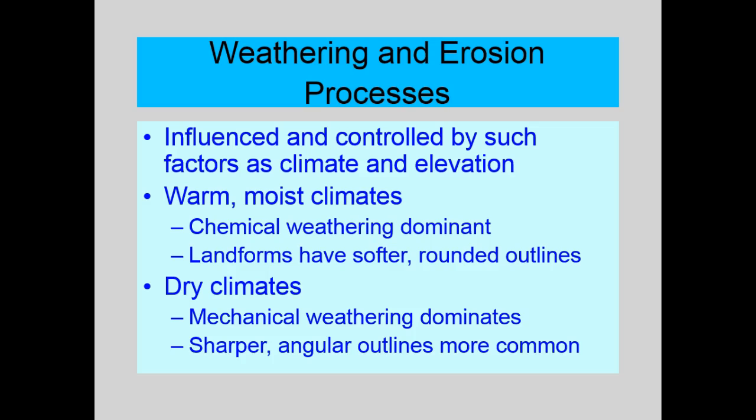Okay, not me. In the dry climates, however, mechanical weathering dominates. The winds, and I was going to say moving water, but you don't have much moving water in a dry climate. It would mostly be wind erosion. There, sharper, angular outlines are much more common than you have here.